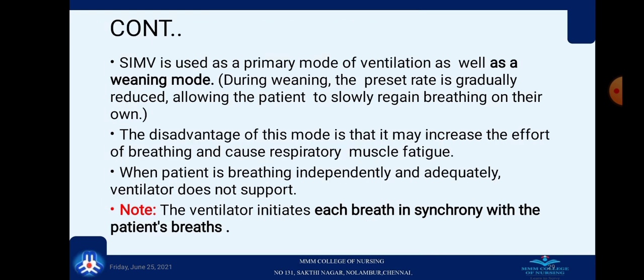SIMV is used as a primary mode of ventilation as well as a weaning mode. During weaning, the preset rate is gradually reduced, allowing the patient to slowly regain breathing on their own. The disadvantage of this mode is that it may increase the effort of breathing and cause respiratory muscle fatigue. When the patient is breathing independently and adequately, the ventilator does not support. So the ventilator initiates each breath synchronized with the patient's breath.